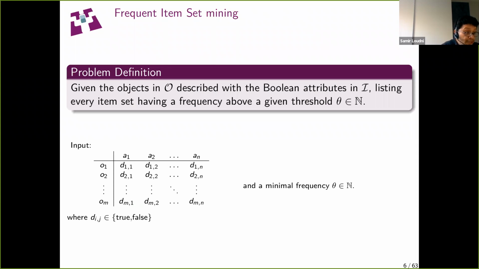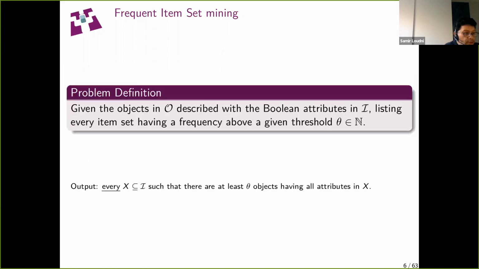Given a transaction database and a minimum support threshold, which we note here theta, the frequent pattern mining problem is the problem of finding all patterns P such that their frequency is above the minimum support threshold. So the input is the transaction database and a minimal support threshold, while the output is the set of all frequent item sets.